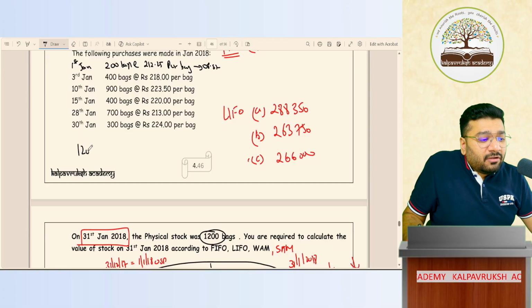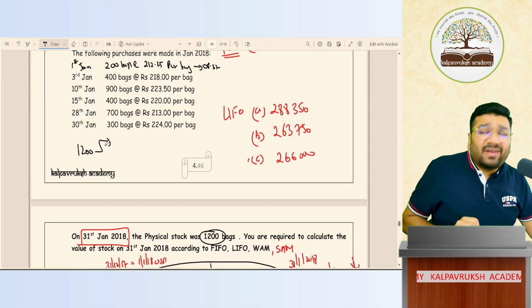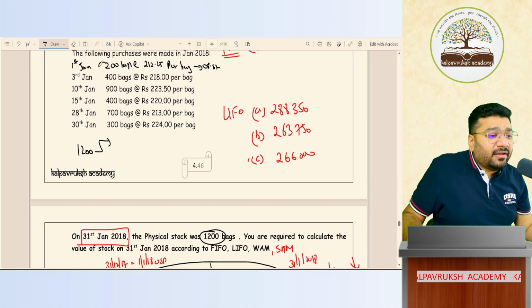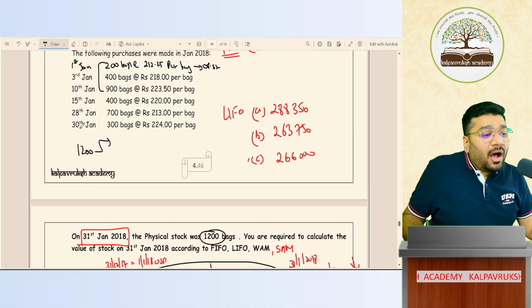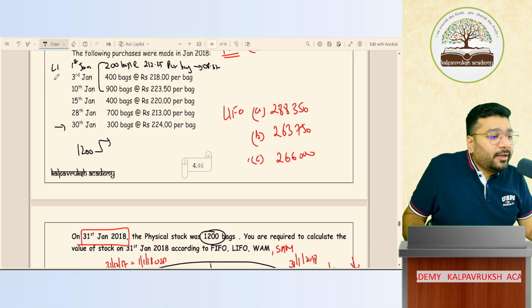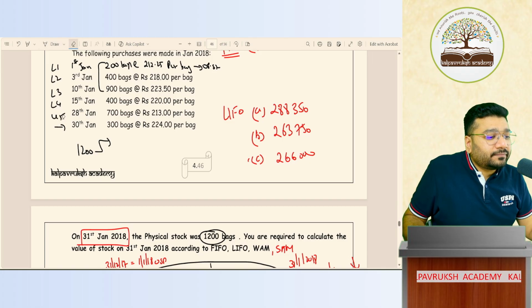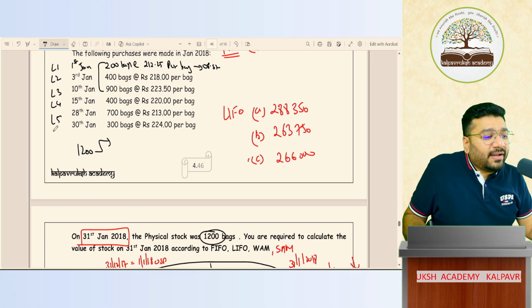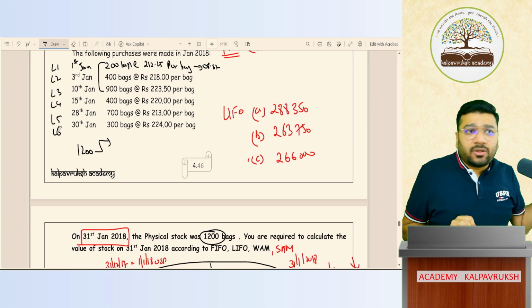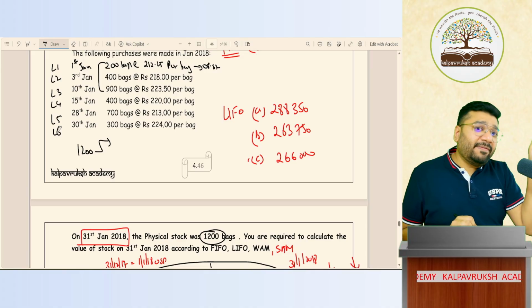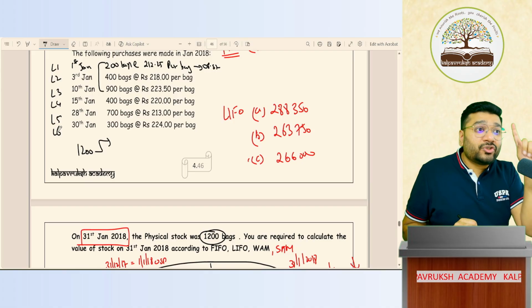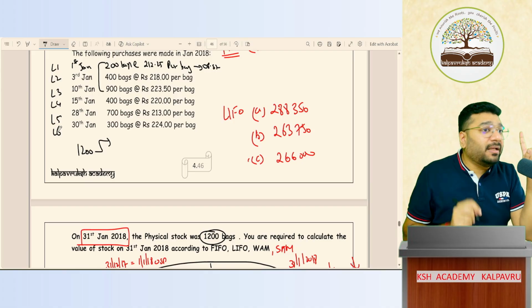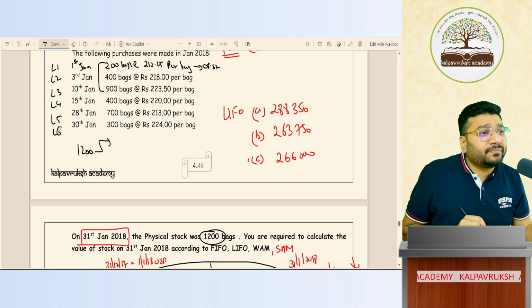Now tell me, 1,200 kg. First in, first out. Means whatever came in first, everything went out. So pending is there from which lot? The last lot. So come from the last. This is lot 1, lot 2, lot 3, lot 4, lot 5, and lot 6. In total how many lots? 6 lots. Lot 1 is coming from the previous month or previous year. Current month purchase is 5 lots, previous month purchase 1 lot. Total 6 lots.